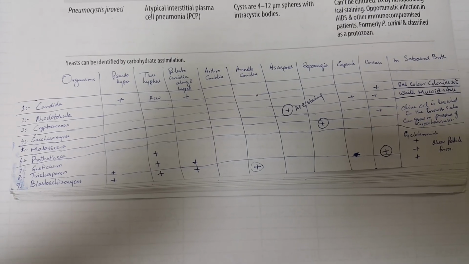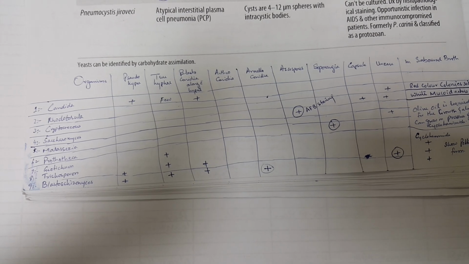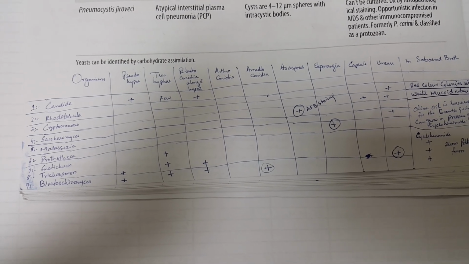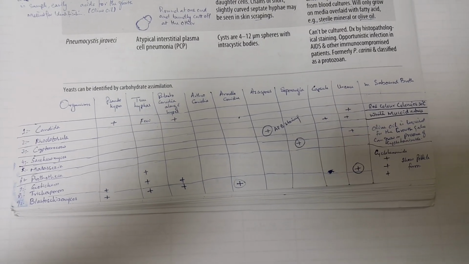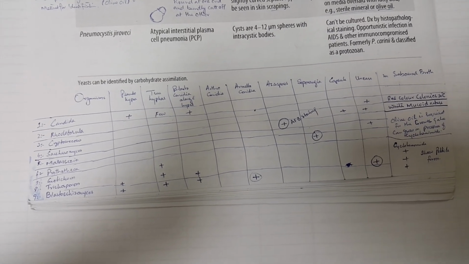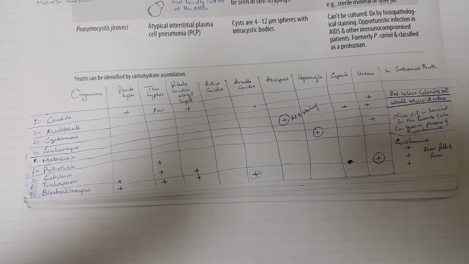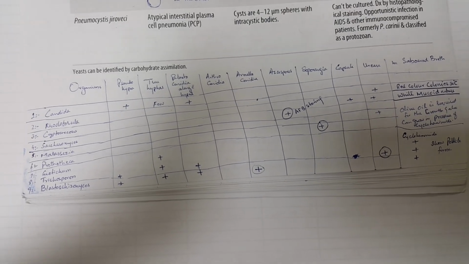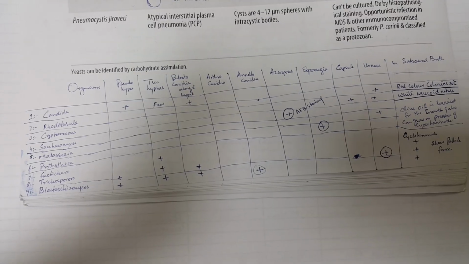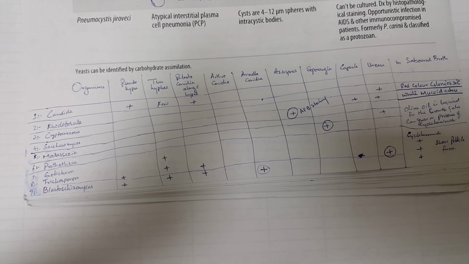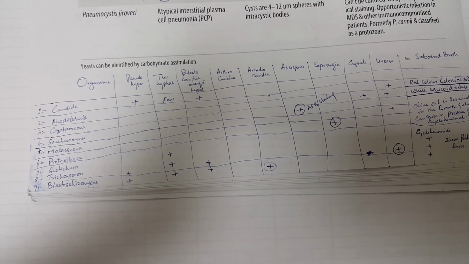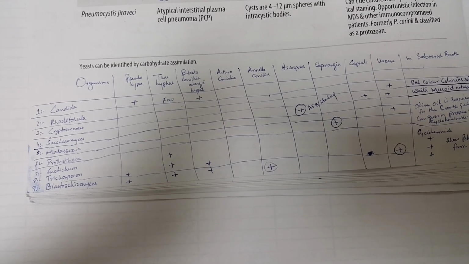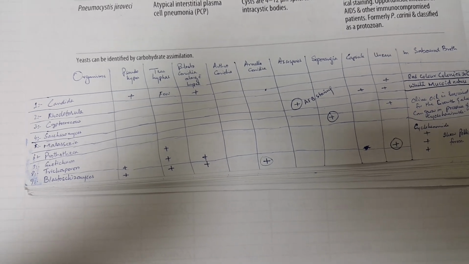Prototheca is also a sporangia producer, which is the unique property of Prototheca, and it can grow in the presence of cycloheximide. Geotrichum's unique property is that it does not produce pseudohyphae, which differentiates this organism from Trichosporon, Blastoschizomyces, and Candida, and it also produces true hyphae.